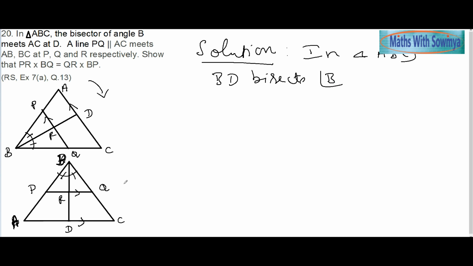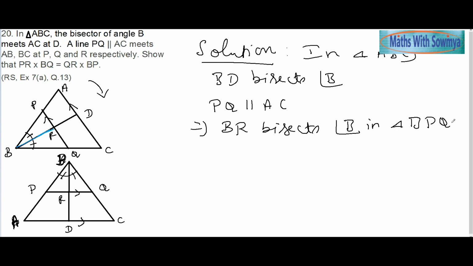If BD bisects angle B, and also given PQ is parallel to AC. If PQ and AC are parallel to each other, BD also bisects angle BPQ, so BR will also bisect the same angle. Because these two are parallel, this particular BR also bisects the angle. So this implies BR bisects angle B in triangle BPQ.